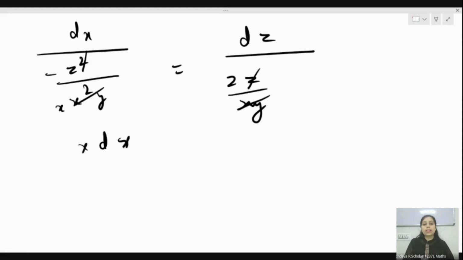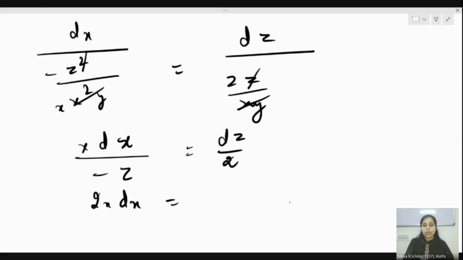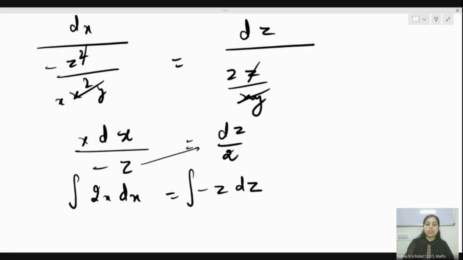So x dx minus z is equal to dz upon 2. Now separating the variables, 2x dx is equal to, keeping z this side, minus z dz. The variables are separated. Now we can take integration both sides.